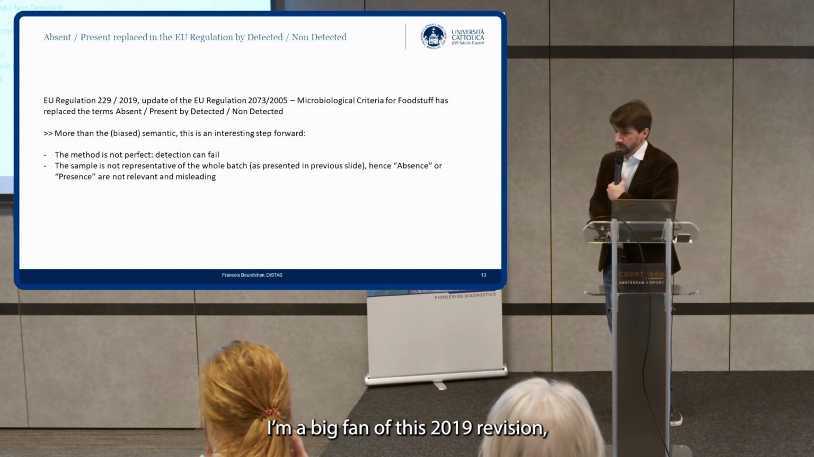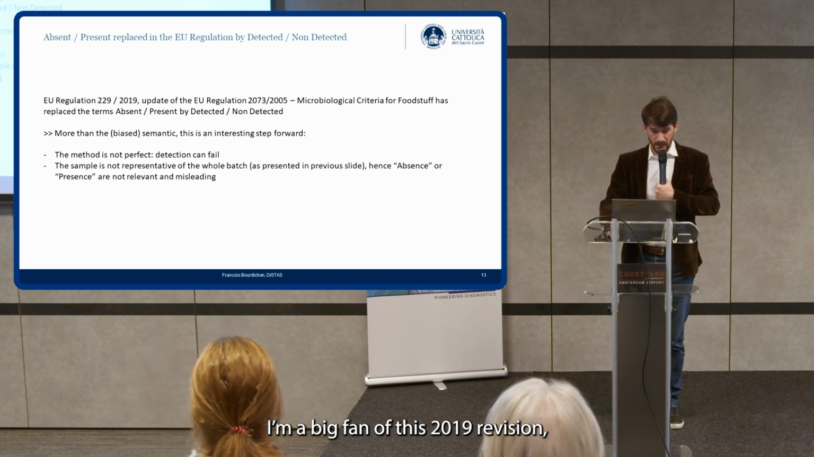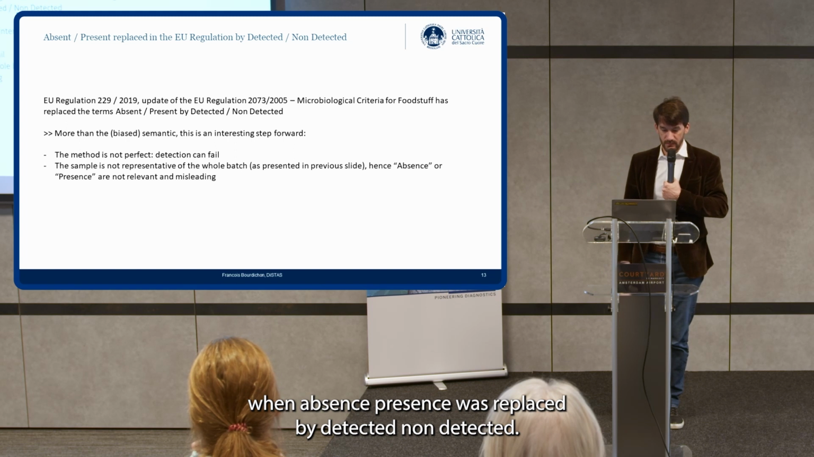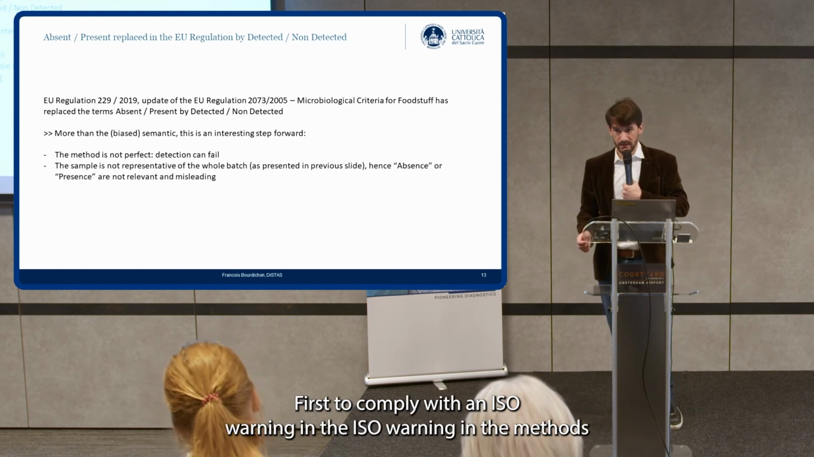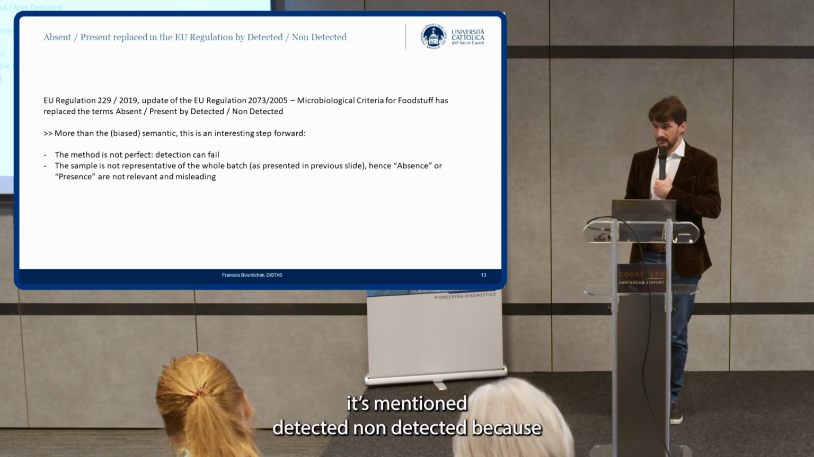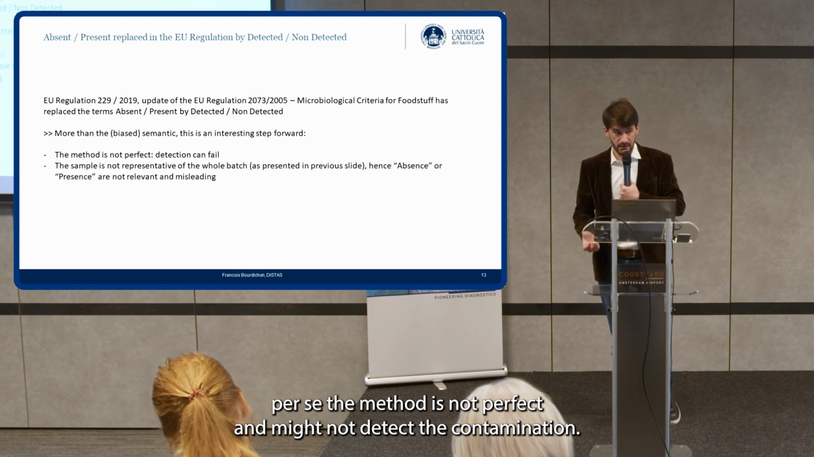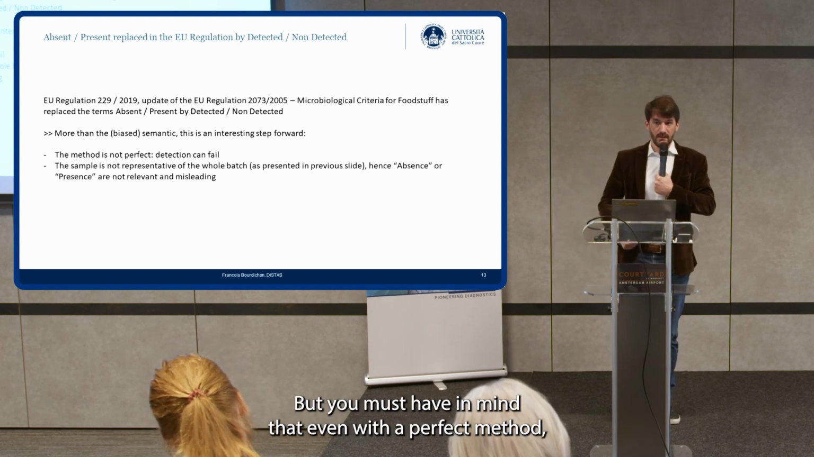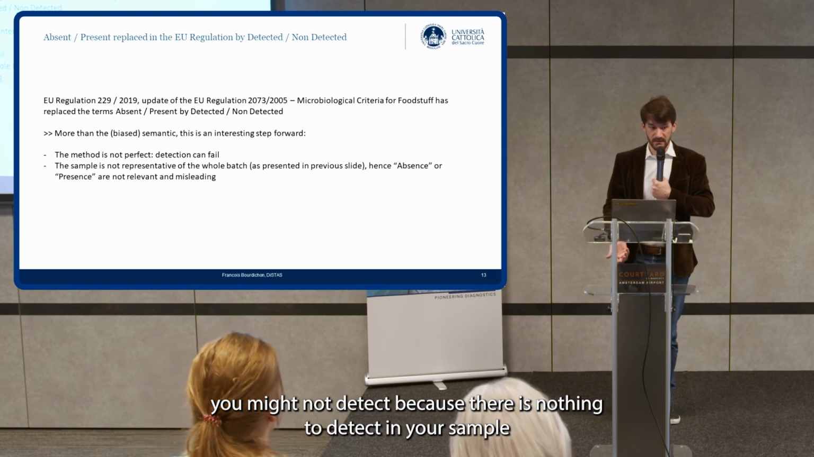I'm a big fan of this 2019 revision, when absence/presence was replaced by detected/not detected. First, to comply with ISO wording. In the ISO wording, in the methods, it's mentioned detected/not detected because per se the method is not perfect and might not detect the contamination. But you must also have in mind that even with a perfect method, you might not detect because there is nothing to detect in your sample.